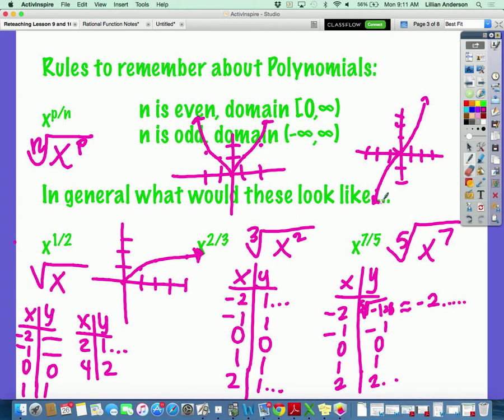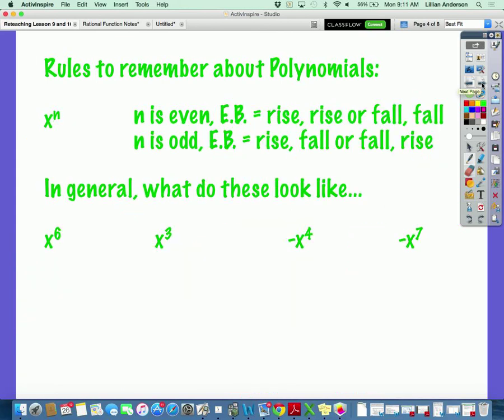Questions on these types when you have a fraction in the exponent? When you just have a whole number, okay? This is one where I had you guys do the arm thing. You guys remember the arm thing from last week or the week before? If n is even, then we know the end behavior is either going to be rise, rise, or fall, fall. How do we know which is which? If A is positive or negative, okay?